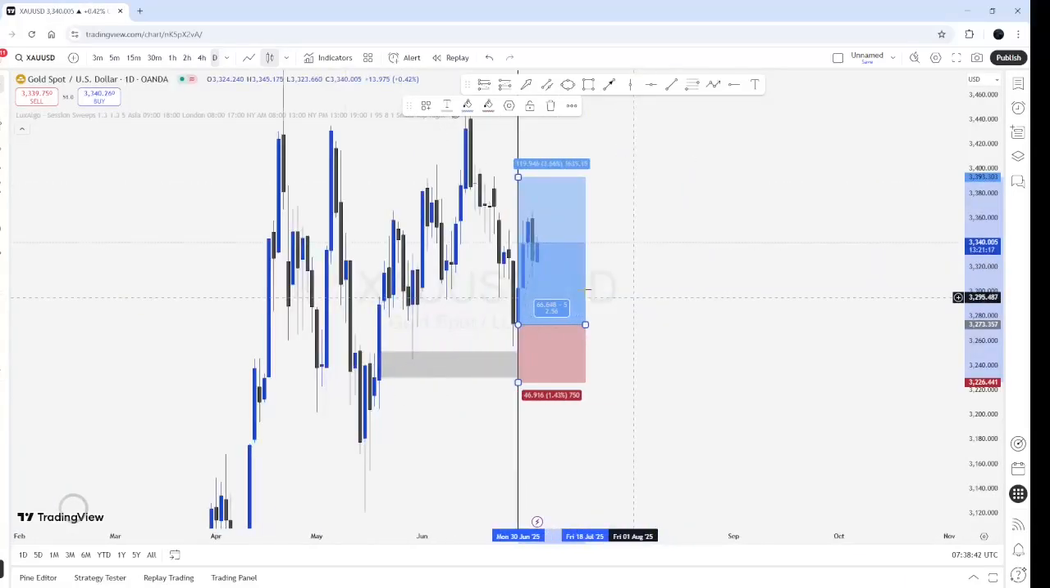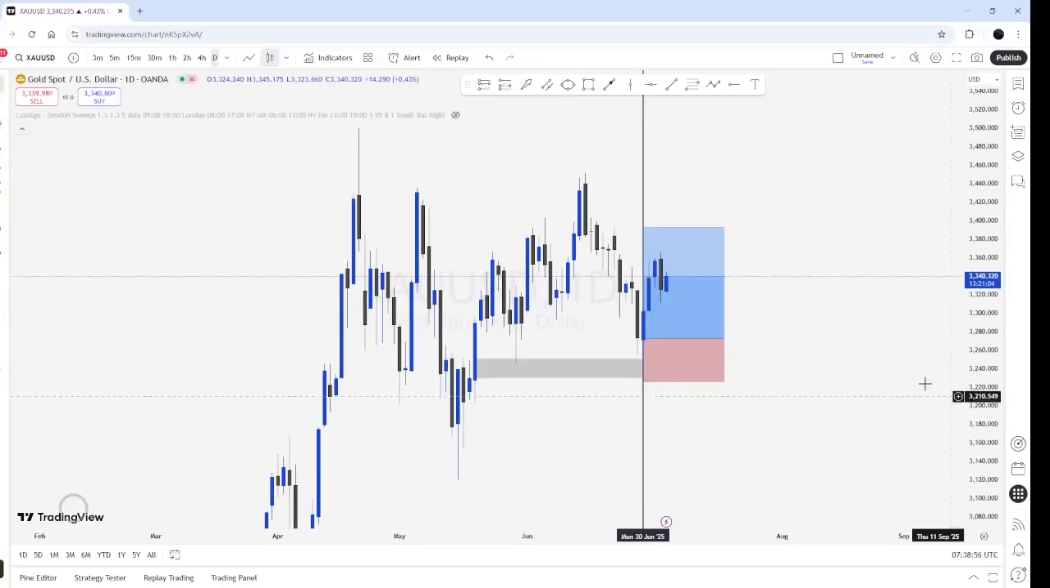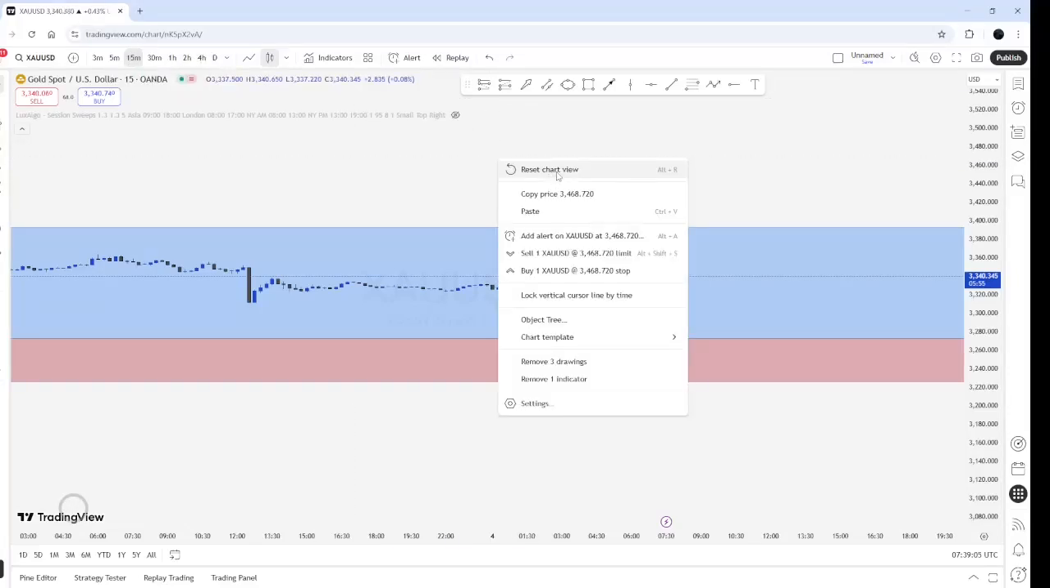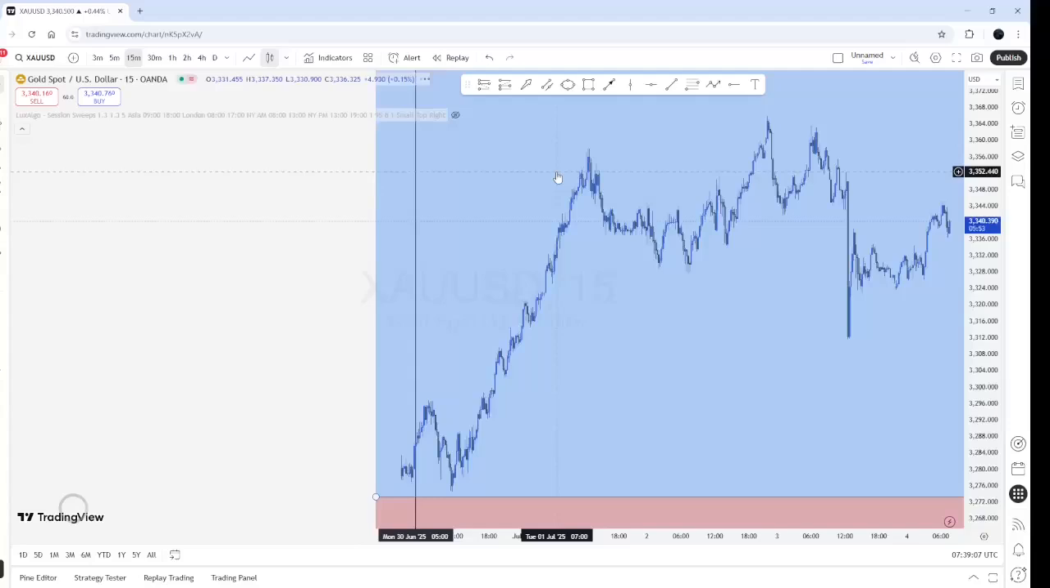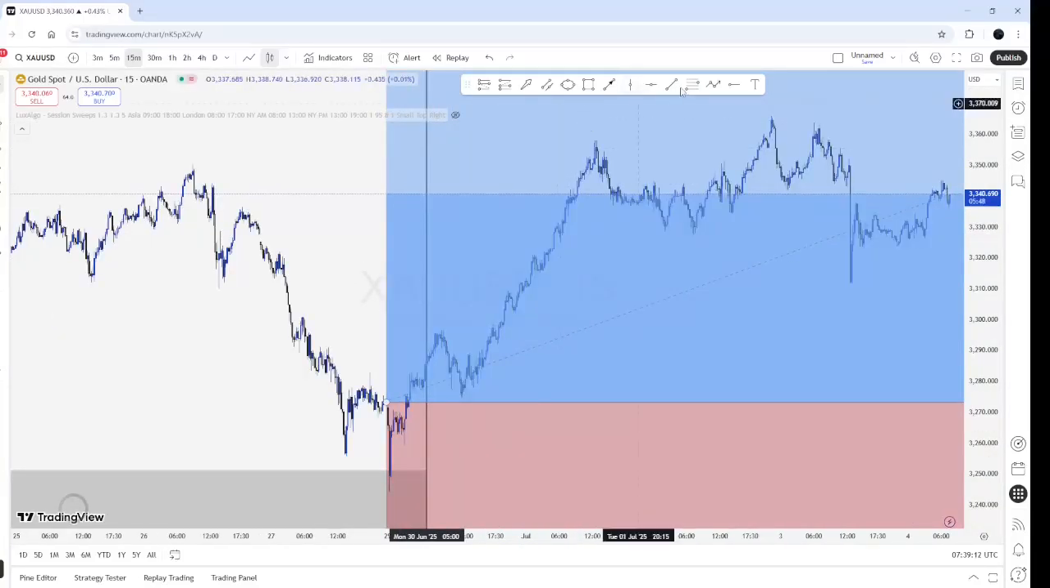Let me say an entire 1, 2, 3, 4, 5 days, but still my target hasn't been reached. So I'll still have to wait for it to get to my target. Okay, then if I were an intraday trader, I'll go to like the 15 minutes. I'll use the same strategy again that I use on the 4 hour.